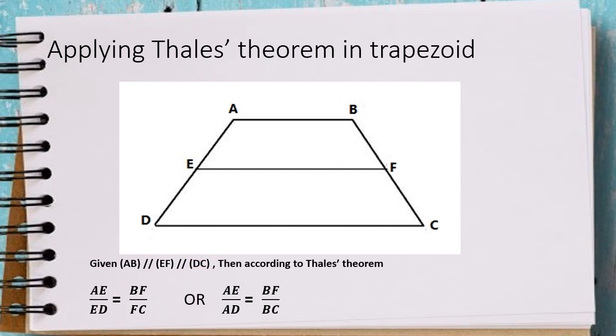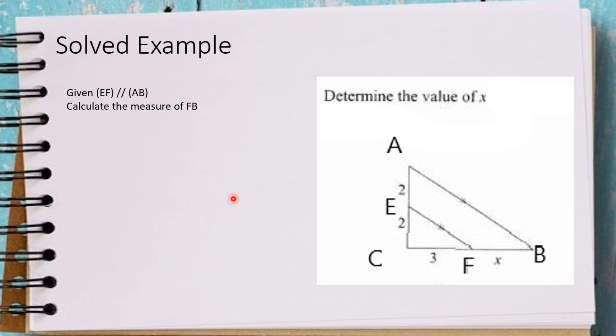Okay? Finally, let's apply what we have learned. So, given EF is parallel to AB, great. So we can apply Thales theorem because we have parallel lines. Calculate the measure of FB. So EF is parallel to AB. We want to calculate the measure of this length FB. So you can take your time, pause the video, and try to solve it alone.